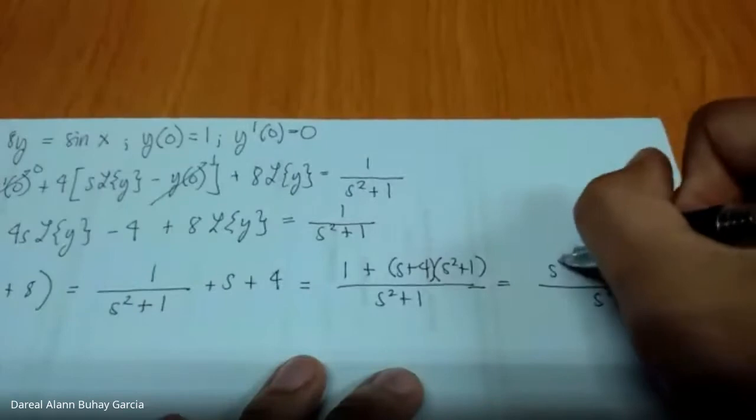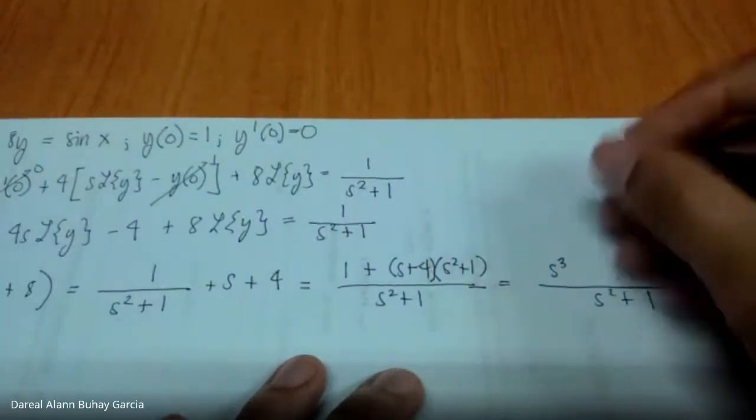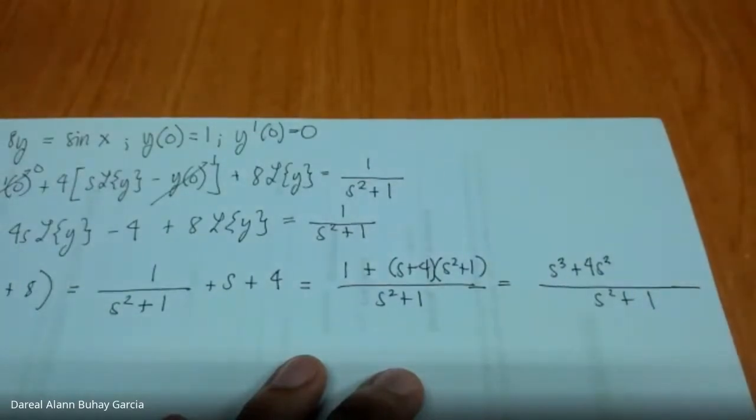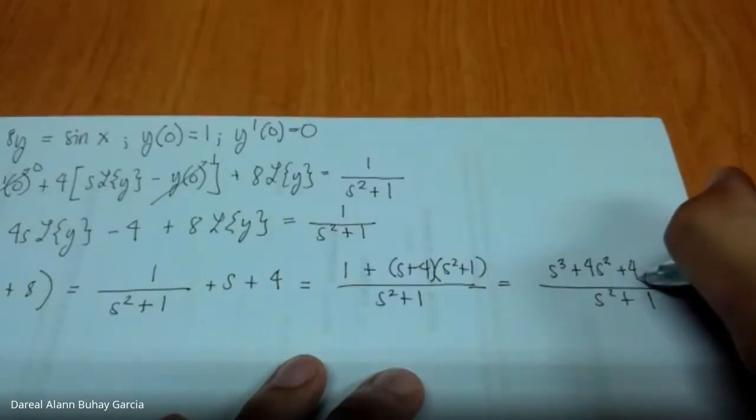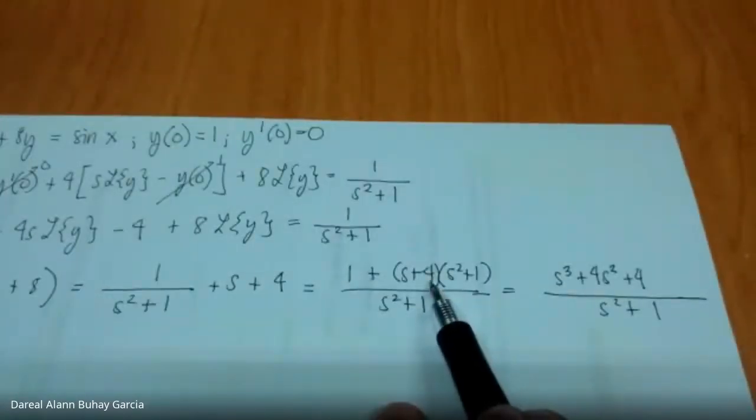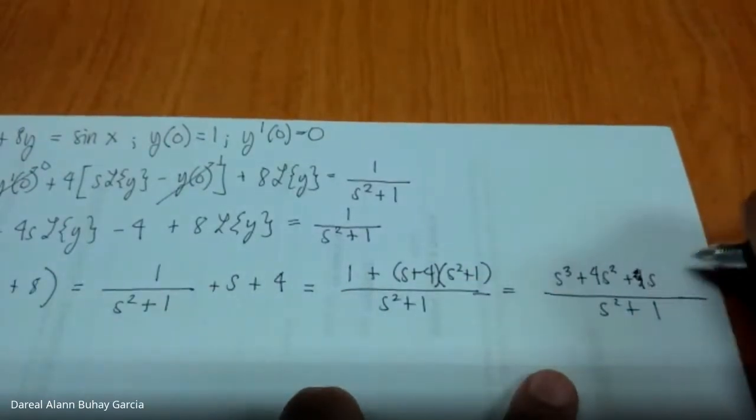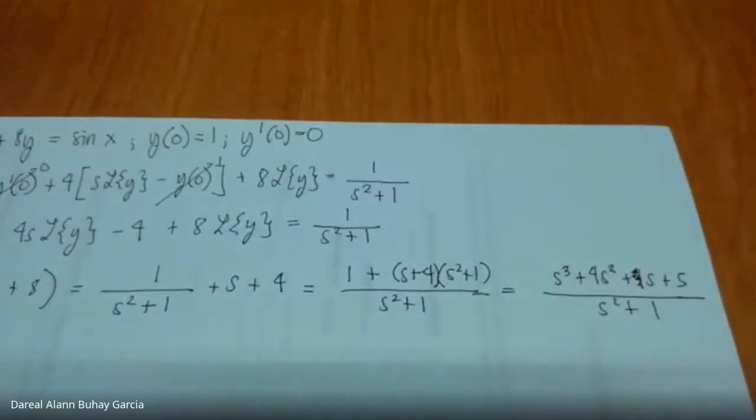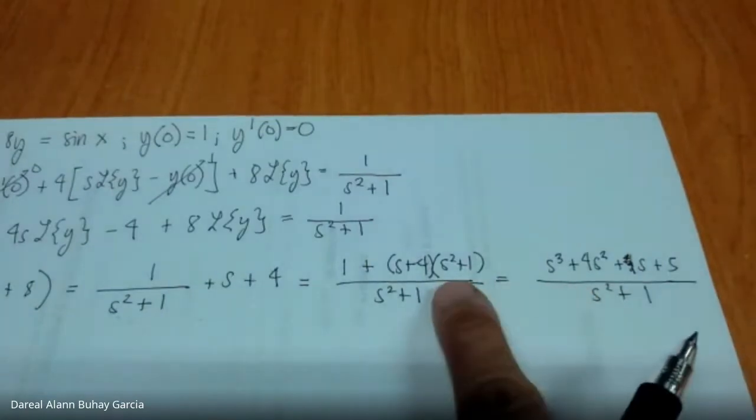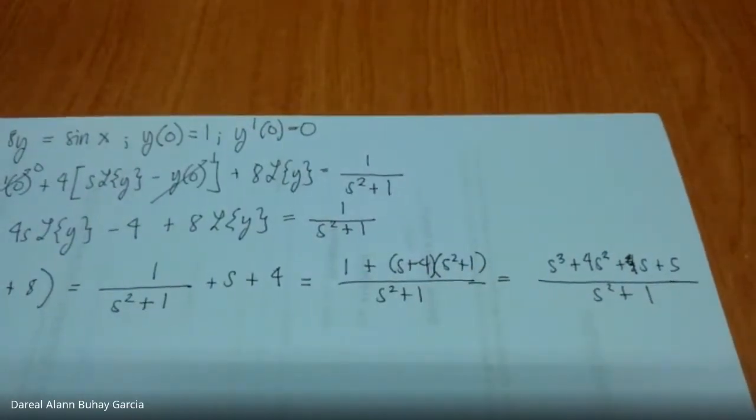Multiplying out, s cubed plus 4s squared plus s plus 4 plus 1 plus 5. Is that right so far?